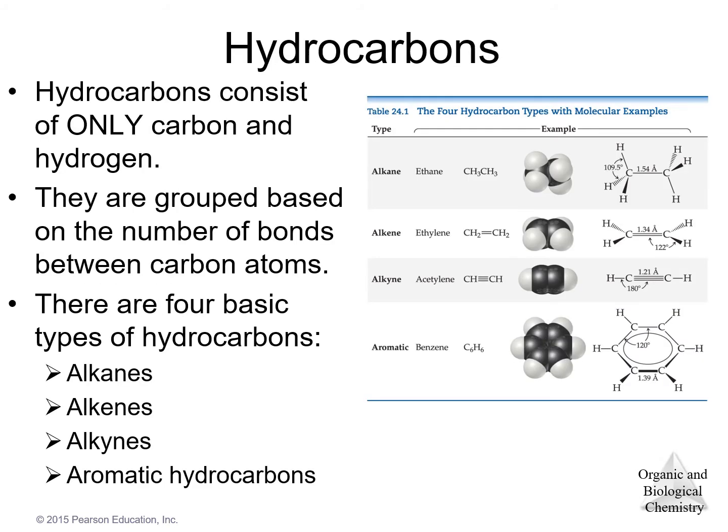Now, you have hydrocarbons. Hydrocarbons consist only of carbon and hydrogen. They are grouped based on the number of bonds between the carbon atoms. There are four basic types: alkanes, alkenes, alkynes, and then aromatic hydrocarbons. Those are the four major groups. Four major groups. Remember that.